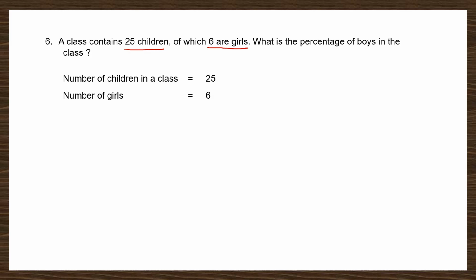Now to find the percentage of boys, first we need to know how many boys there are in the class, which is not given to us, but which we can easily find. So number of boys we're going to find. We just have to take the total number of children in the class, and when we subtract the number of girls from it, we can easily find how many boys there are in the class. So let's minus 25 minus 6. Okay, we borrow, 15 minus 6 is 9, and then we have 1. So the number of boys is 19.